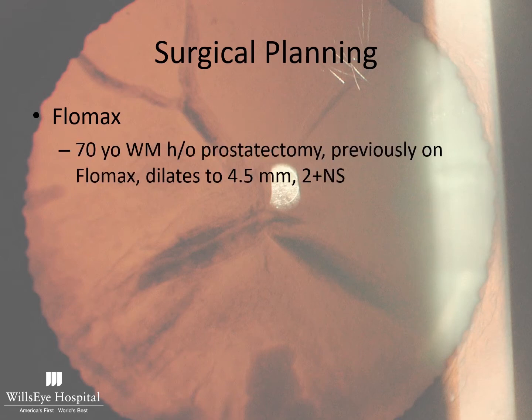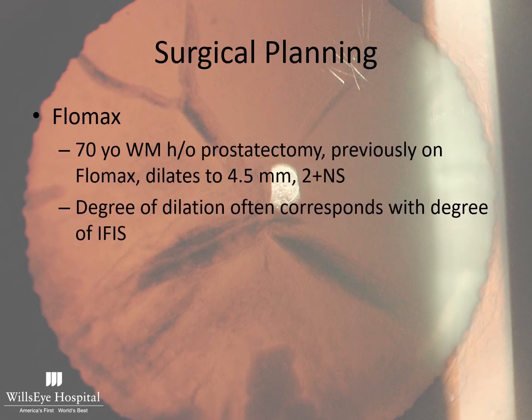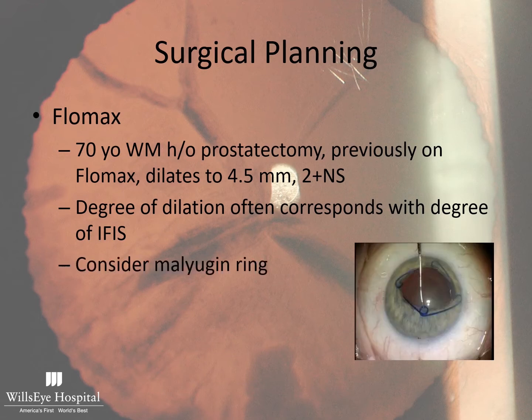All right, so surgical planning, patient with Flomax. We're thinking about IFIS, or intraoperative floppy iris syndrome. The degree of dilation often corresponds with the degree of IFIS. So if you see someone in clinic that is not dilating well, then you need to think that you're probably going to encounter more trouble in the operating room. So you can consider a Malyugin ring to help with dilation.